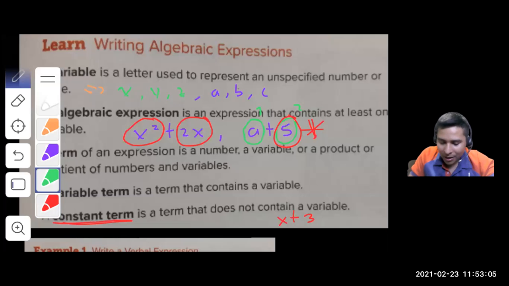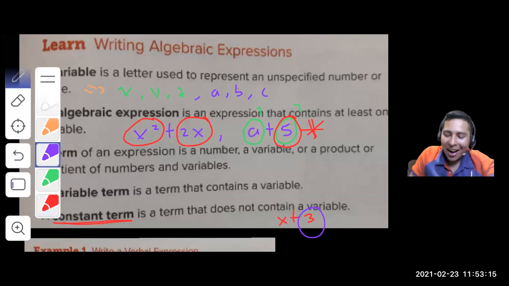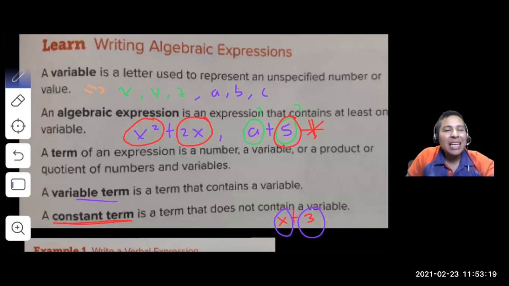And which one do you think, guys, is the variable term? The variable term is a term that contains a variable. Which one of these is it? The x, correct. The x is the variable term. This is basic information, guys.